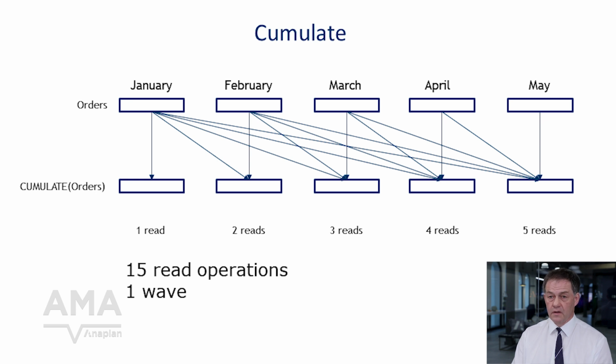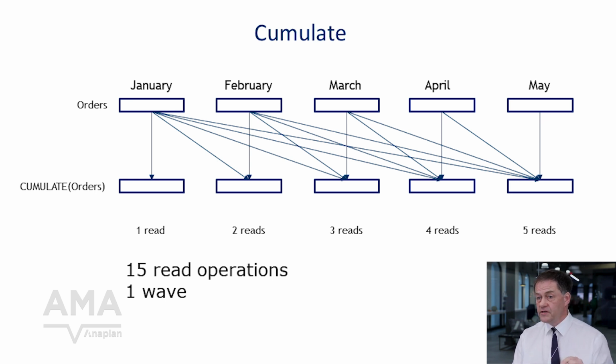And so the first block of the result only takes one read and no additions. The fifth block in this example has to read and add together all 5 previous blocks of the source line item. Okay? So that's 15 read operations and 15 additions, but it is only one wave of calculations because each of the time period blocks of the target are independent. They can be executed together.